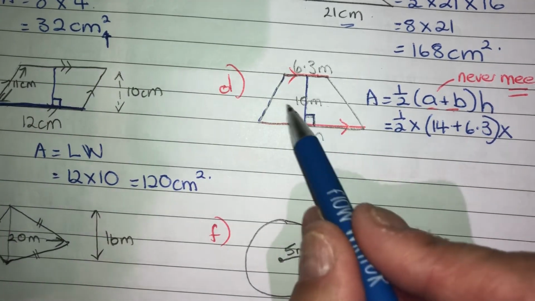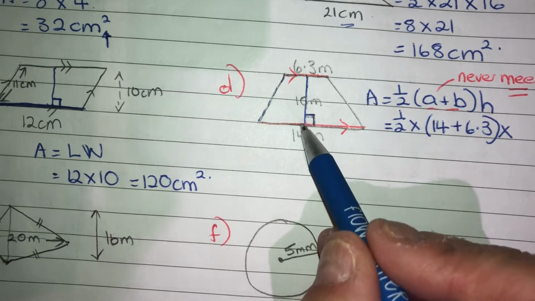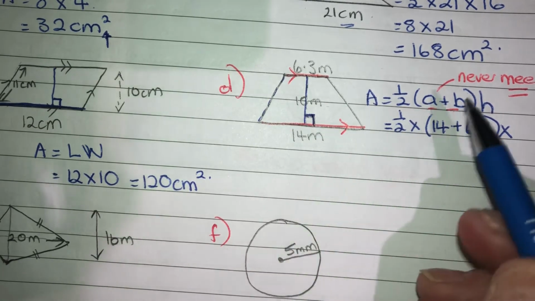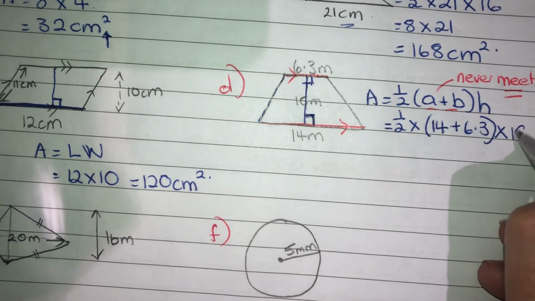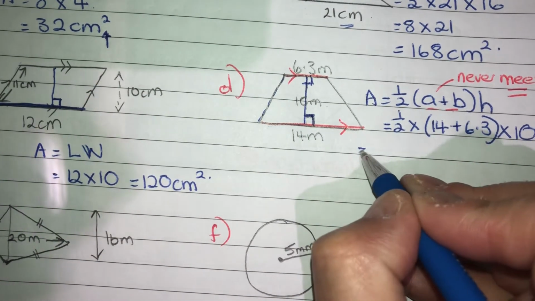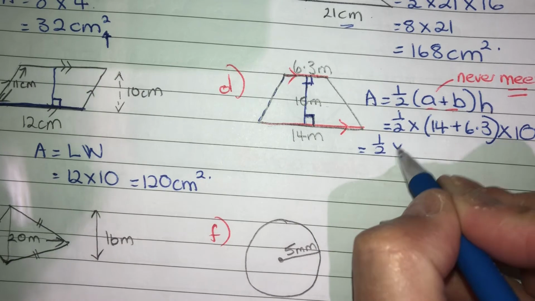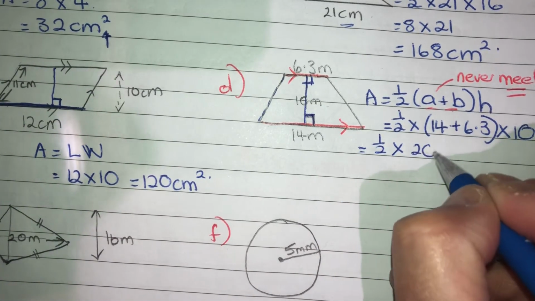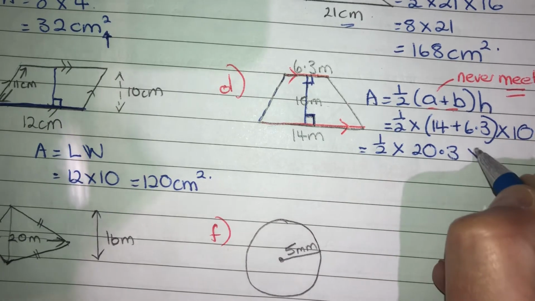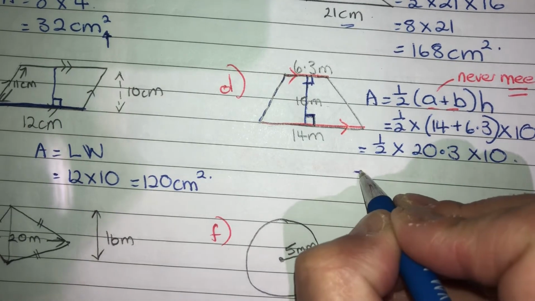There's only one here, so it must be 10, but just check it is the one that has the right angle with both of these two sides. So we're going to multiply that by 10. BIDMAS says that we do the brackets first. Inside the brackets is going to be 20.3, and we're going to multiply that by 10.